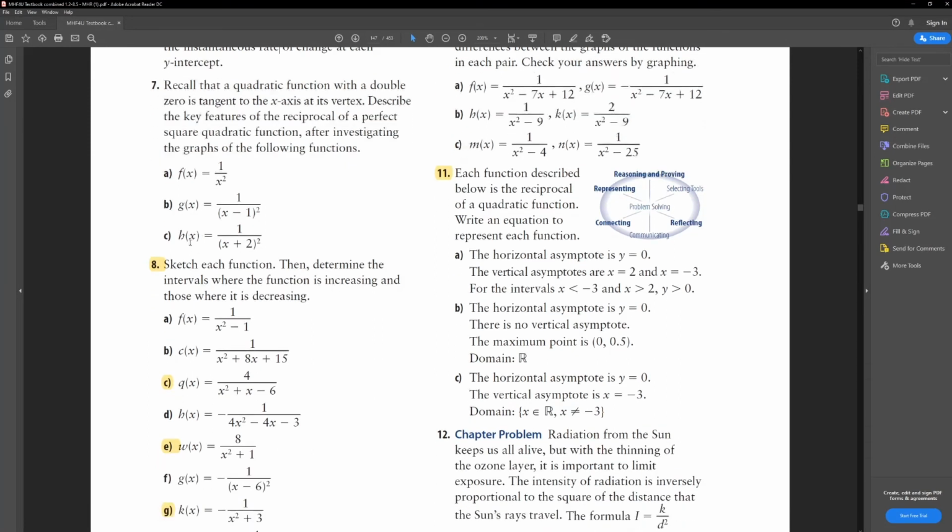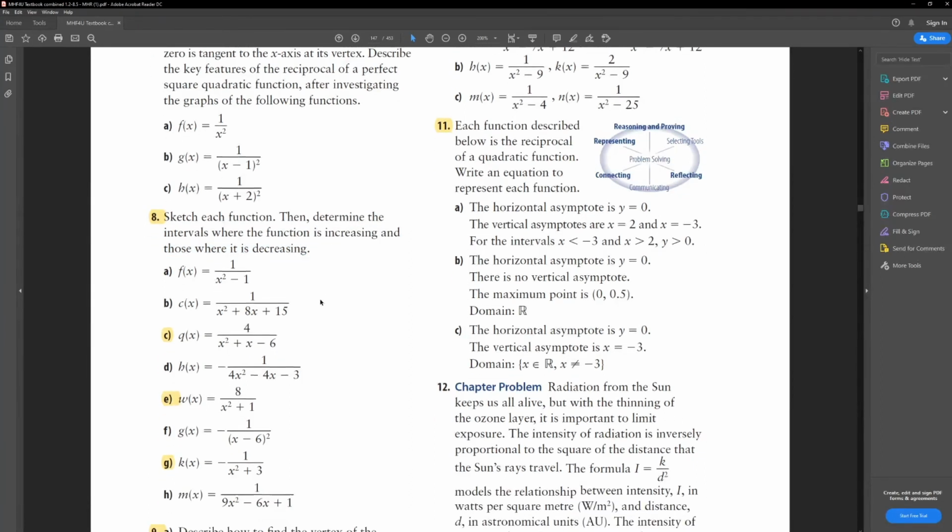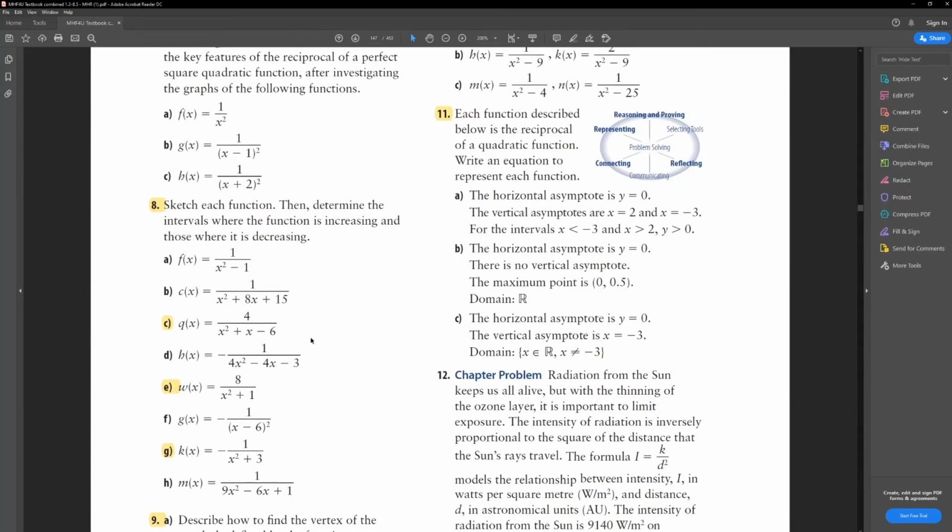For question 8, it's asking you to sketch each function and determine the intervals for where the function is increasing and where it is decreasing. Again, follow the same procedures we have learned. Factor it, find the vertical asymptotes, find the vertex for some of the questions, graph it. Then, since we're talking about whether the function is increasing or decreasing, just look at the behavior the function has when it approaches each of the vertical asymptotes.